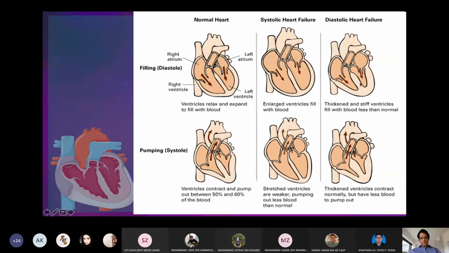You can see here, this is the picture of diastolic dysfunction. You can see significant thickening of the ventricular muscle, both right and left ventricular muscle, including the interventricular septum. So the heart cavity really becomes very small.